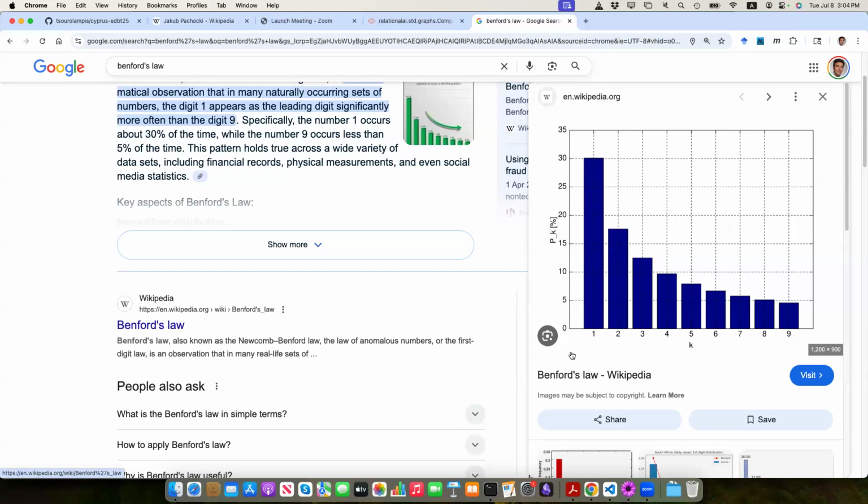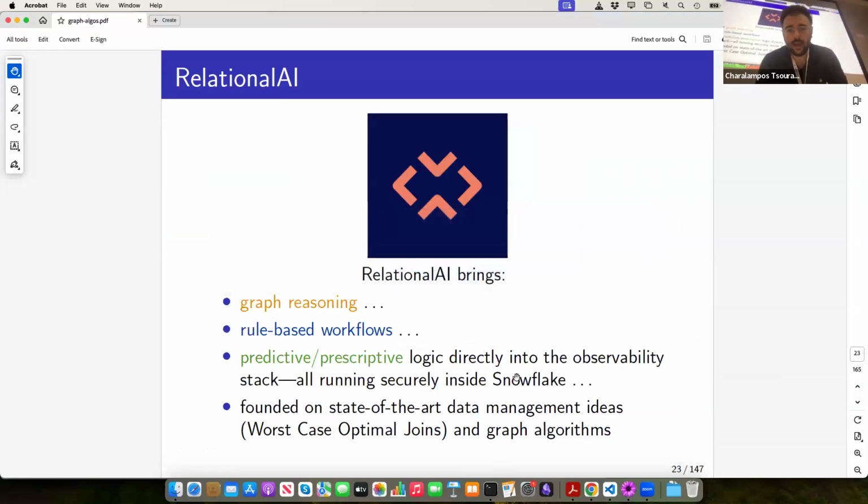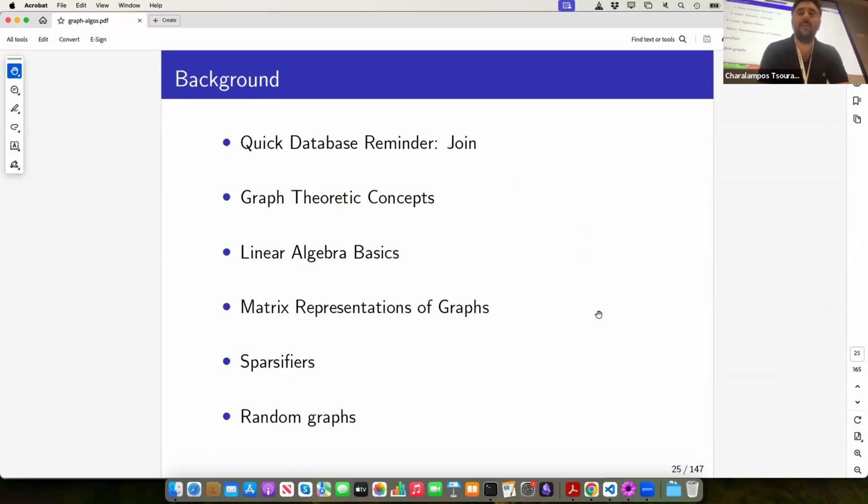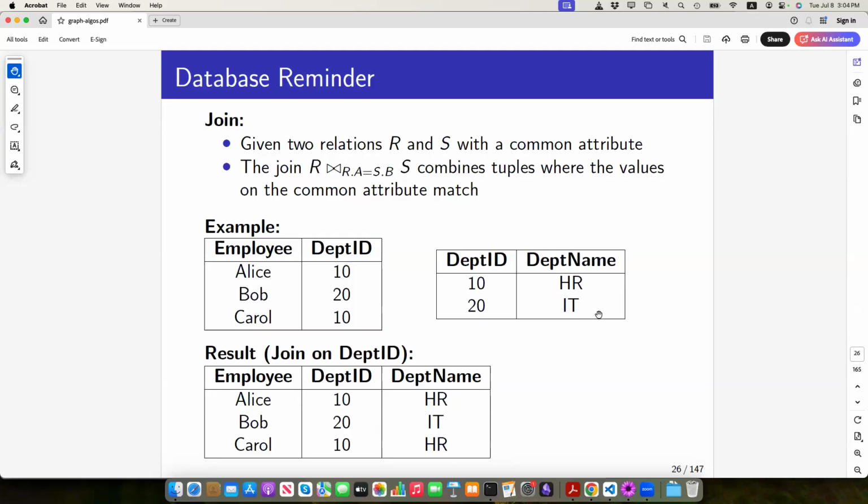So let's go back to the slides. As I said, there's a lot of material, but I really enjoy this interaction. So just a reminder for those who don't remember a join. Basically, you can have two relations. Think of it as two tables here with a common attribute. So you may have employees that work in a specific department ID, and you have the mapping of each ID to the name of the department. So if you join on the common attribute of department ID, you get the result that you see on the bottom of the slide. So this is an inner join, and by default, when I say join, it will be an inner join.